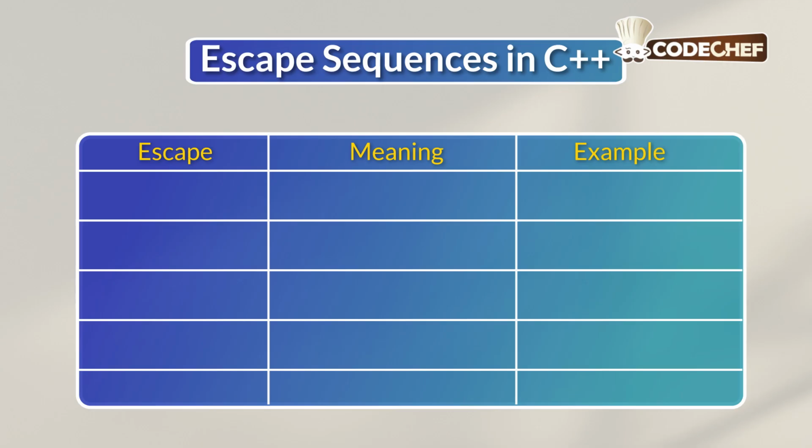Here we have the list of escape sequences, their meanings or purpose, and an example to understand how they work. First one is \n. It moves the cursor to a new line. For example, in double inverted commas, if we write "hello \n world", then it will print hello and world in two different lines. In the first line you will see hello and in the next line you will see world printed.